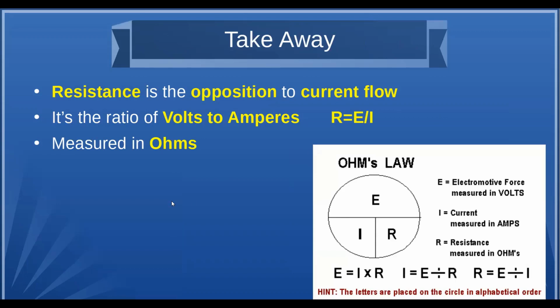Okay, so resistance, and that's like a test question, is the opposition to current flow. It's the ratio of volts to amps, where we get Ohm's law. We measure it in ohms. Sometimes we represent it with a mega. You use the little chart here to help remember it.